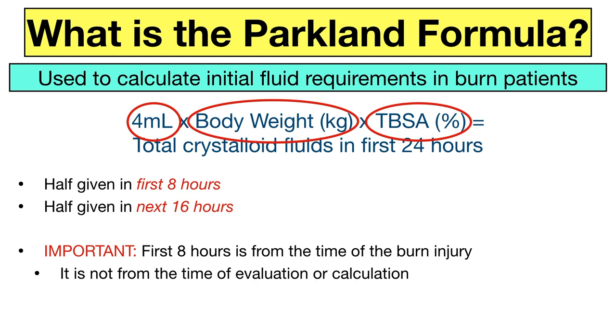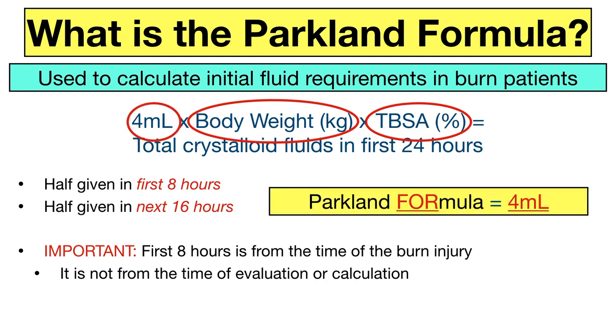First, we have the 4 mLs, which is a constant. The way I like to remember 4 mLs is to use the word 4 in formula. Next, we have the patient's body weight in kilograms, which is also easy to calculate. Finally, we have the total body surface area percentage involved by the burn. This helps determine the extent of the burn injury.